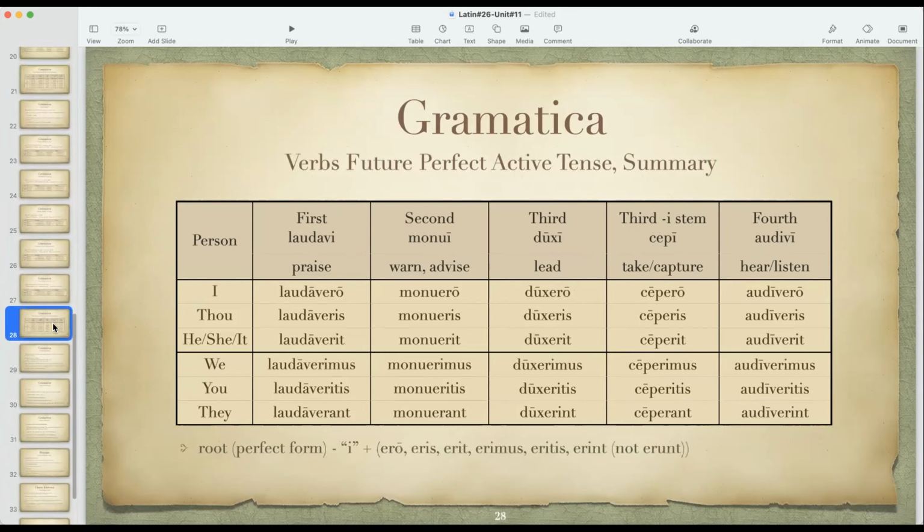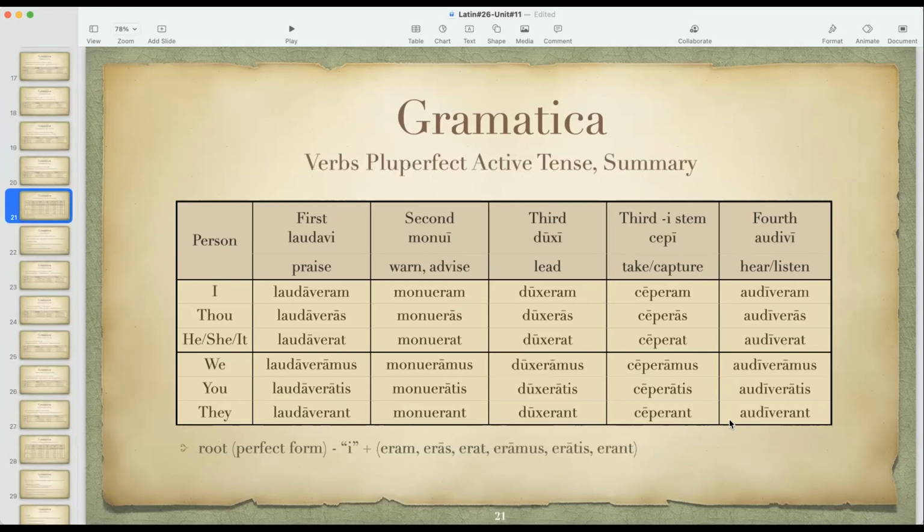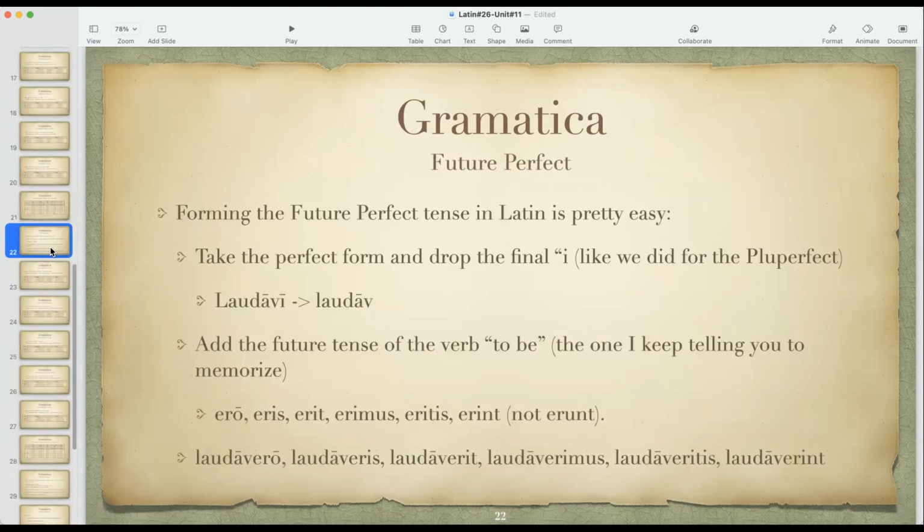Let's see, so where was I? Ah, here it is, yes. So audiverunt, oops, I jumped ahead, sorry. Where are we? There we go. Audiverant, okay. Now, future perfect is virtually identical. You take that perfect form, you drop the final I. But what we do is we take the future tense of the verb to be. So ero, eris, erit, erimus, eritis, erunt.